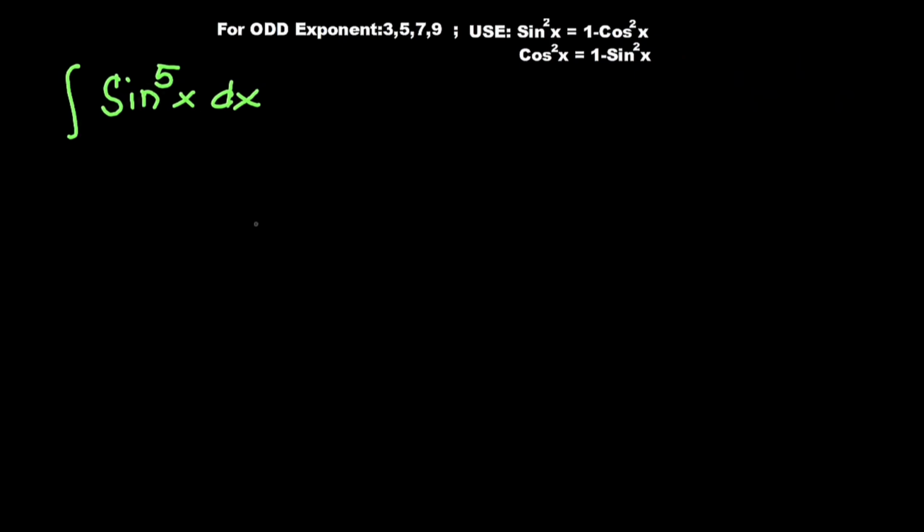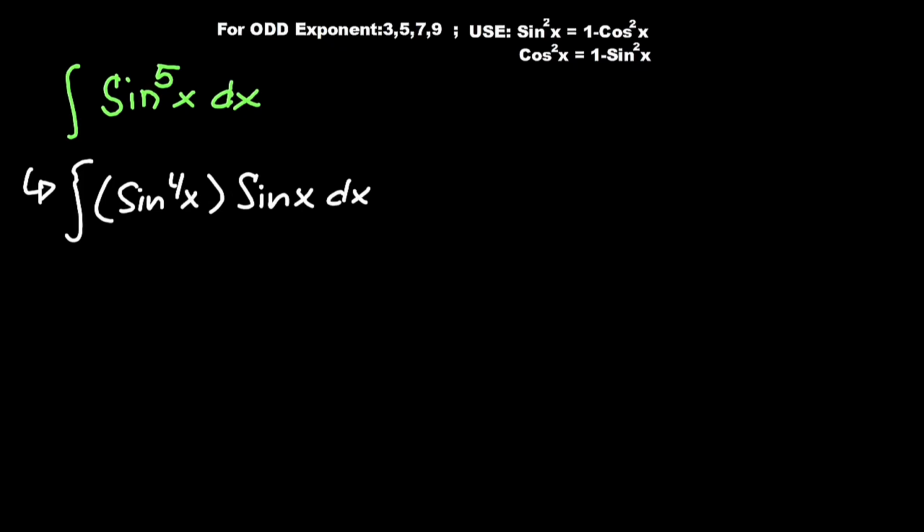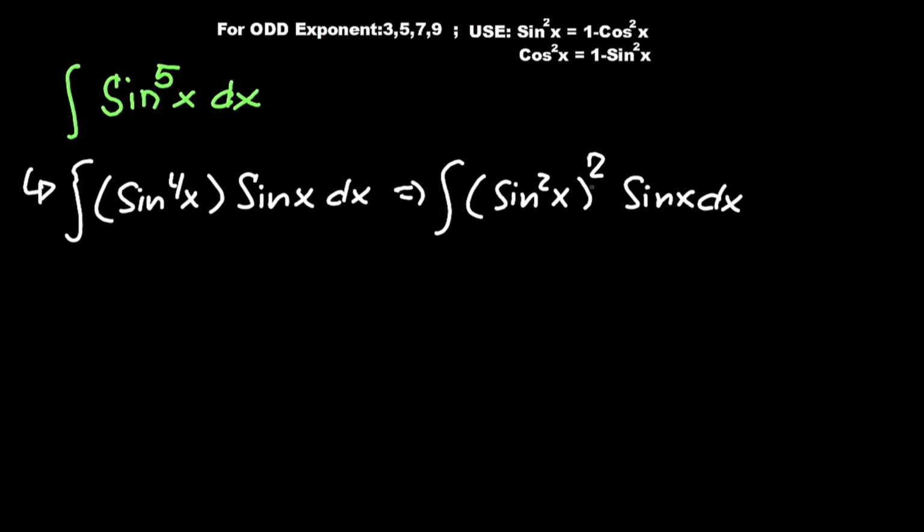The integral of sine to the power of 5 of x dx. So, once again, factor out 1 sine of x. And we need this to be equal to sin² of x. So, this would be integral of sin² of x raised to the power of 2 multiplied by sin of x dx. And so, we will transform sin² of x again into its trigonometric identity, which would be 1 minus cosine² of x.